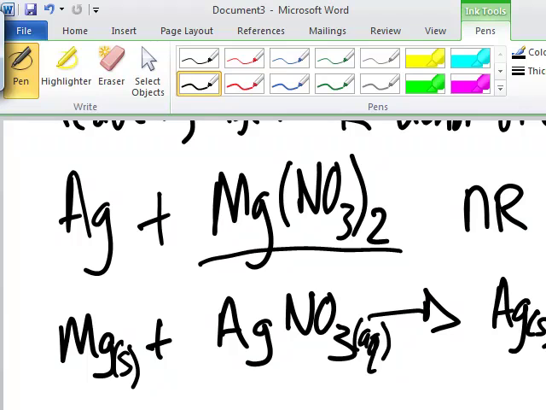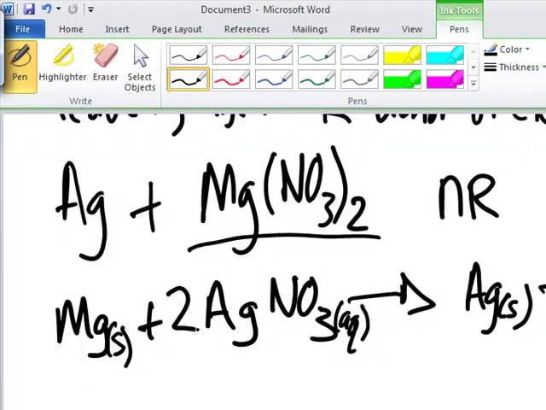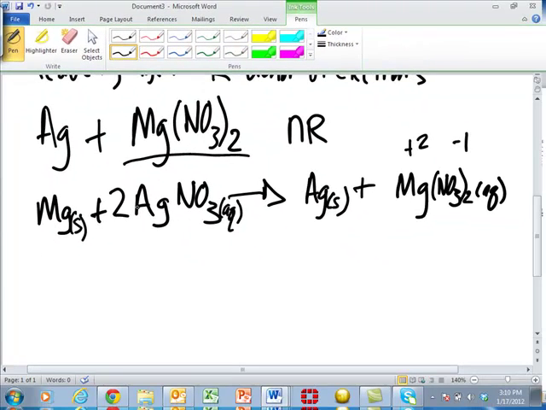Okay, so right now we have an unbalanced molecular equation or formula equation. To balance it, I need to see I've got 2 nitrates here and only 1 here. So I need a 2 here. Now I have 2 silvers on the left and only 1 on the right. I need a 2 here. Now we're balanced, okay? Now we'd write our complete ionic equation.